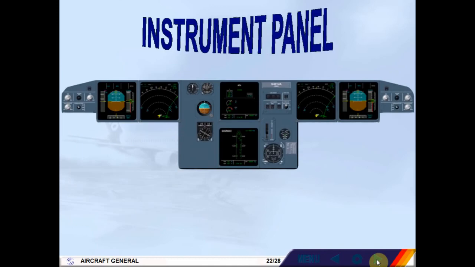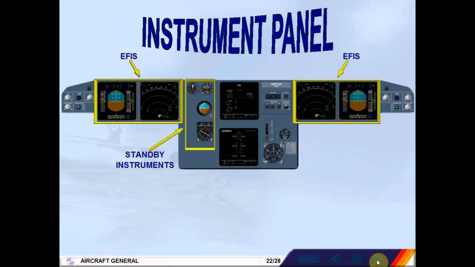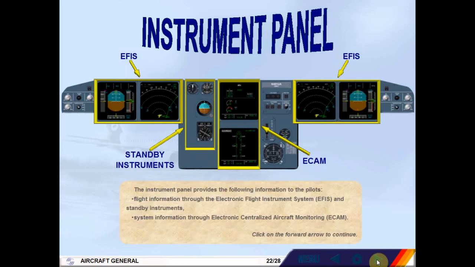The instrument panel provides the following information to the pilots: flight information through the Electronic Flight Instrument System, EFIS, and standby instruments. System information through Electronic Centralized Aircraft Monitoring, ECAM. Click on the forward arrow to continue.